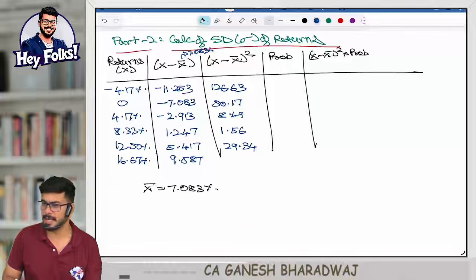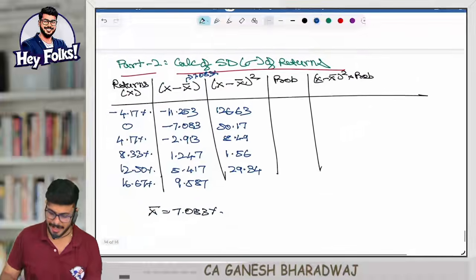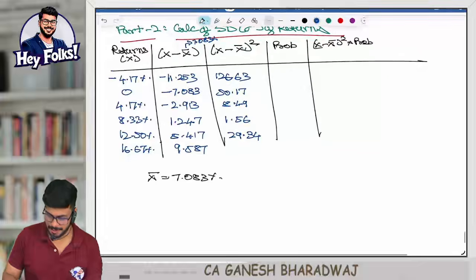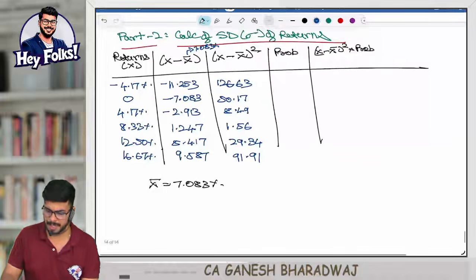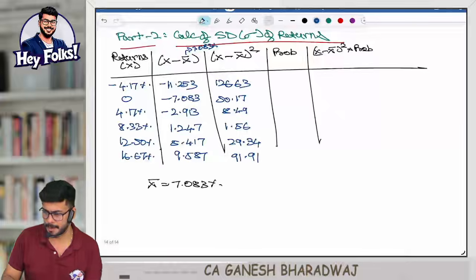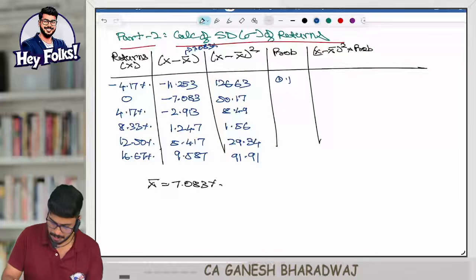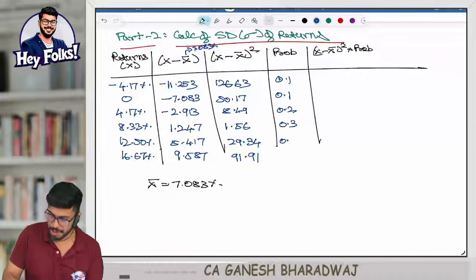What happened? Are you guys facing any issue? Slowly start getting the speed. Yes. What is it? 91.91. Very good, very good. Next, what are the probabilities? Come on, put it up here. Yes, 0.1, 0.1, 0.2, 0.3, 0.2, and 0.1.